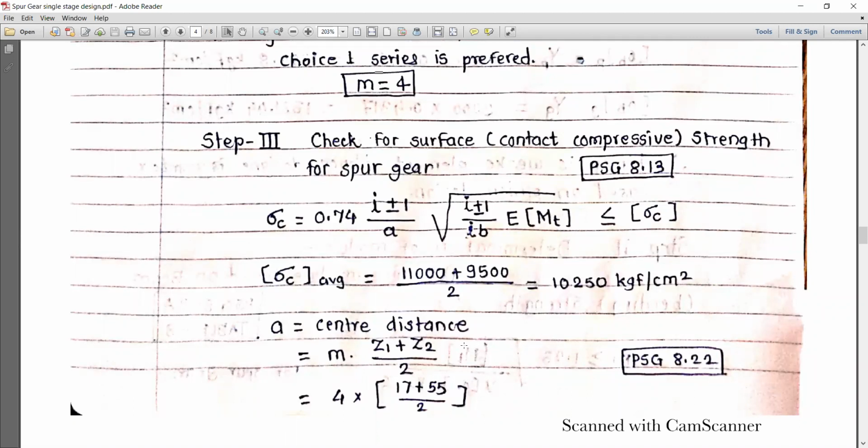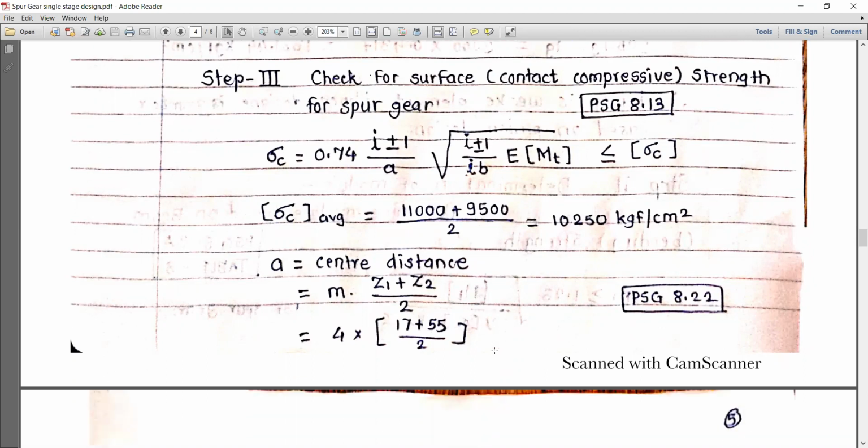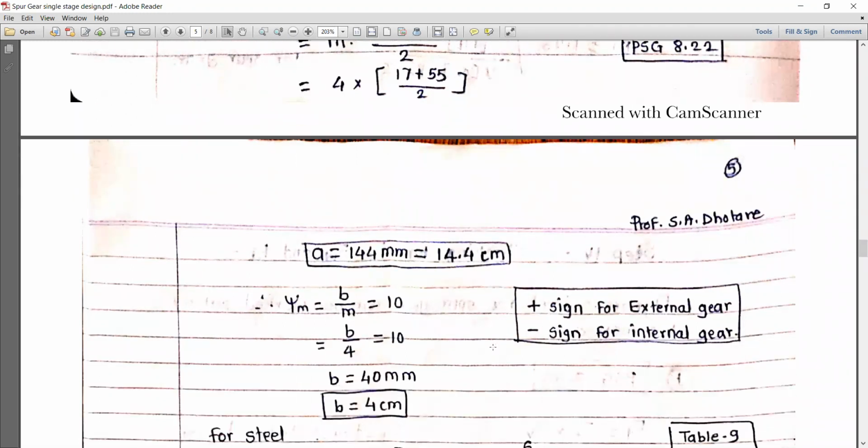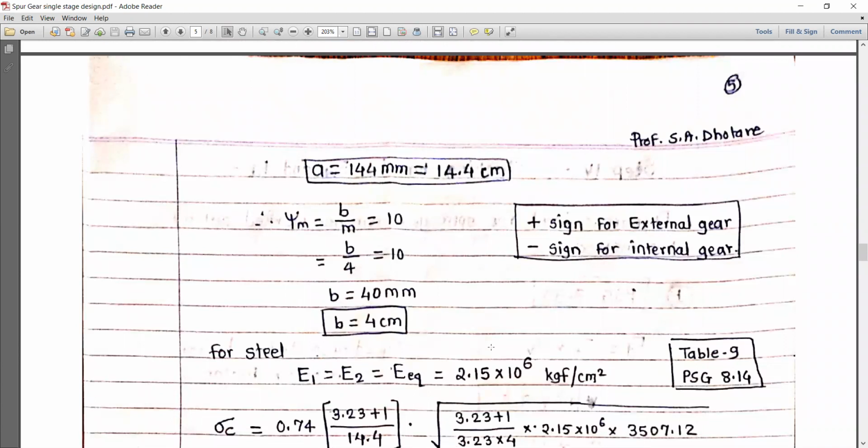here the value of A is unknown. Center distance, referring to page number 8.22, where the empirical relations are given, A is equal to M into (Z1 plus Z2) divided by 2. So putting the values of M, Z1, Z2, what do we get? The center distance A is equal to 144 mm, which is nothing but 14.4 centimeter.